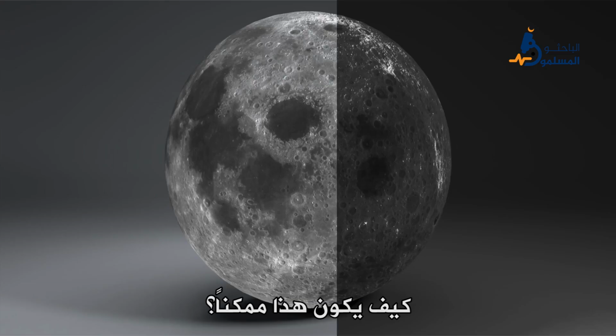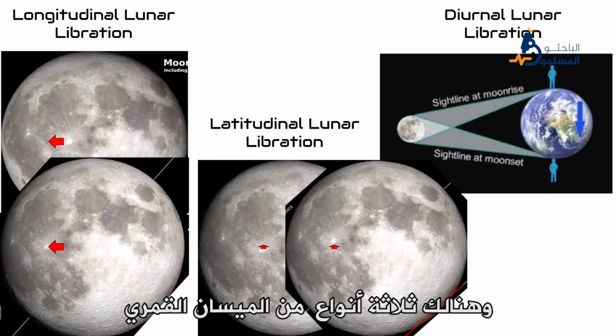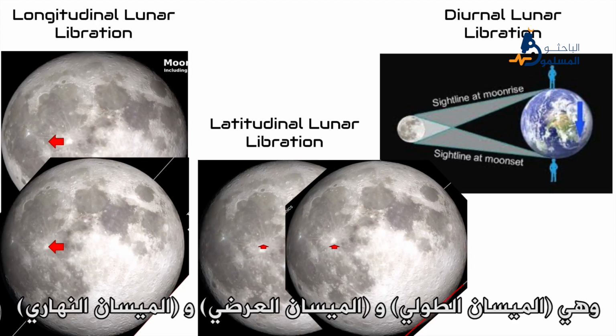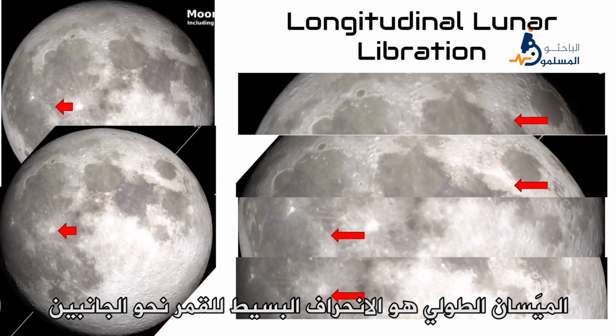How is this possible? The phenomenon is called lunar libration. There are 3 types of lunar libration. They are longitudinal, latitudinal, and diurnal. First is longitudinal lunar libration. Longitudinal libration is the slight rotation of the moon sideways.